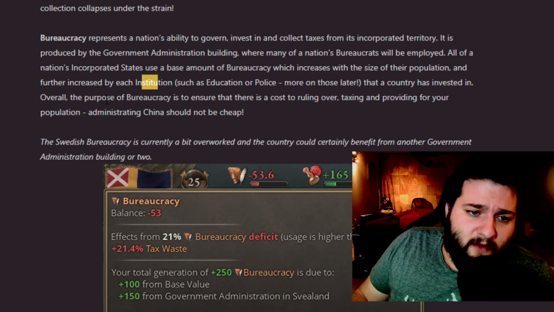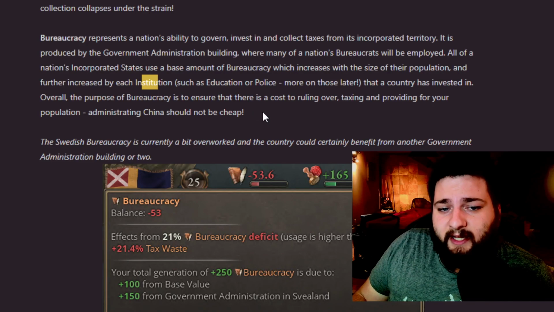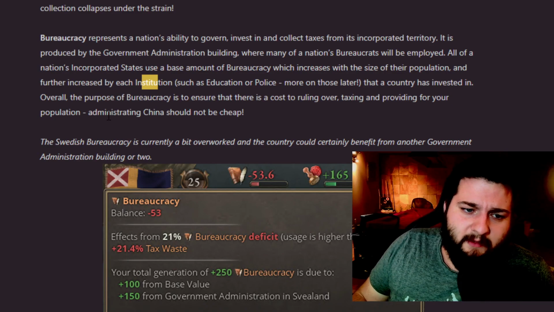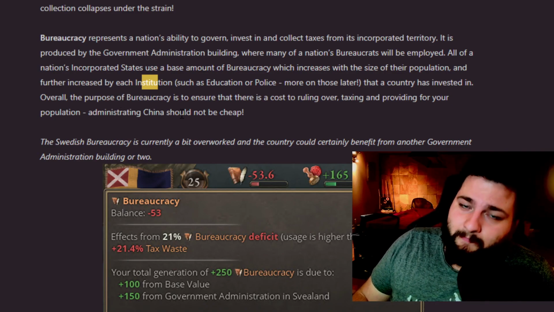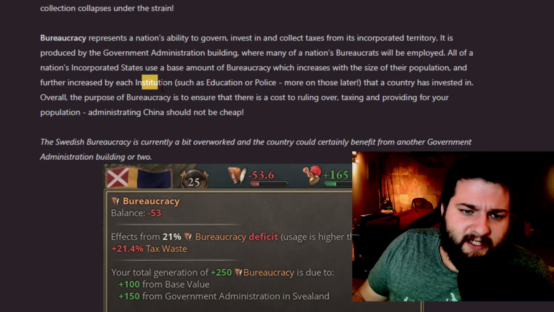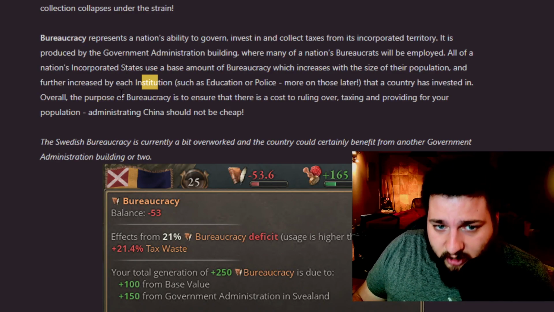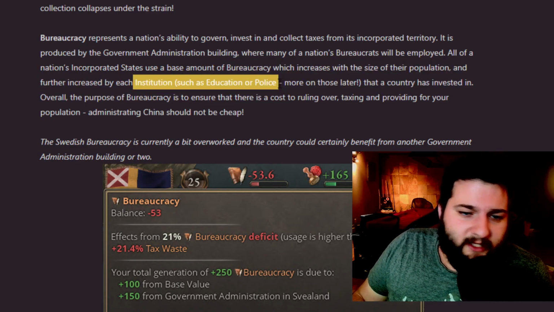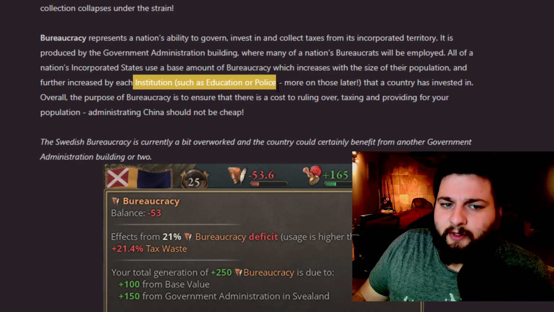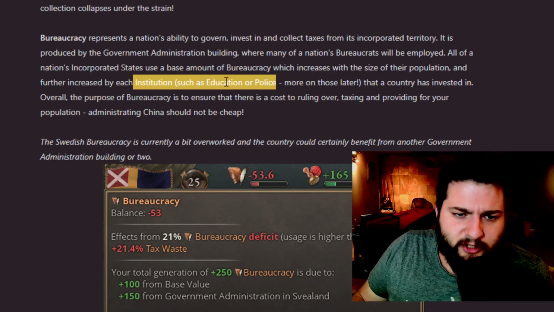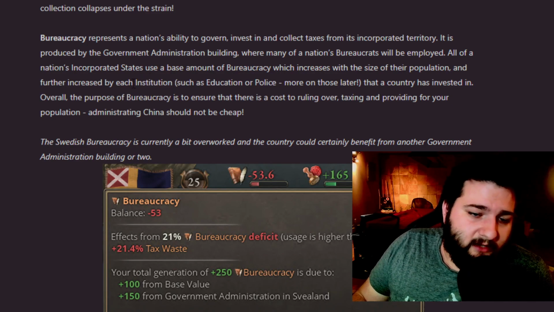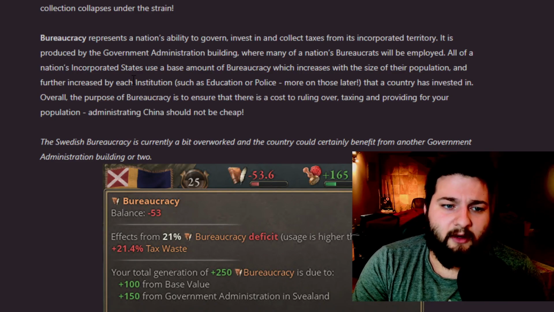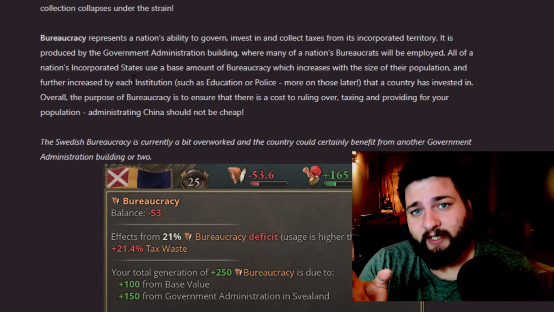Overall, the purpose of bureaucracy is to ensure that there is a cost to ruling over, taxing, and providing for your population. Administrating China should not be cheap. Yeah, that's actually interesting, that there will be a bureaucratic cost to run institutions. I see that you'll need to police different states, and you'll need to educate the population. I can't wait to see what other institutions there will be, probably some religious institution mixed in. There is a constant cost to keep these running in the different states.